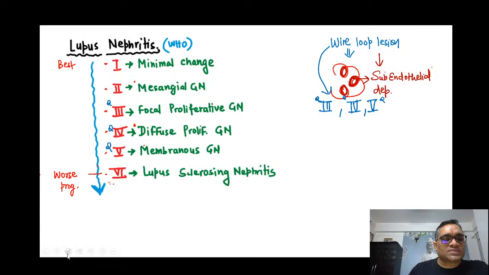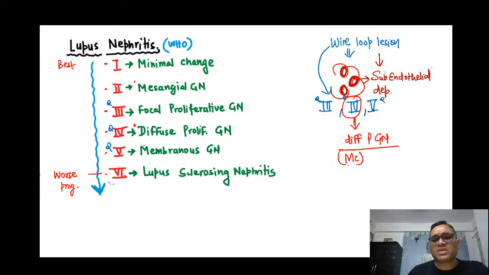Lupus nephritis, wire loop lesions are most commonly seen in which of the following? Remember, class 4, which is also called diffuse proliferative glomerulonephritis, is most commonly associated with the wire loop lesion. So most commonly it is grade 4, diffuse proliferative, which is associated with lupus nephritis.